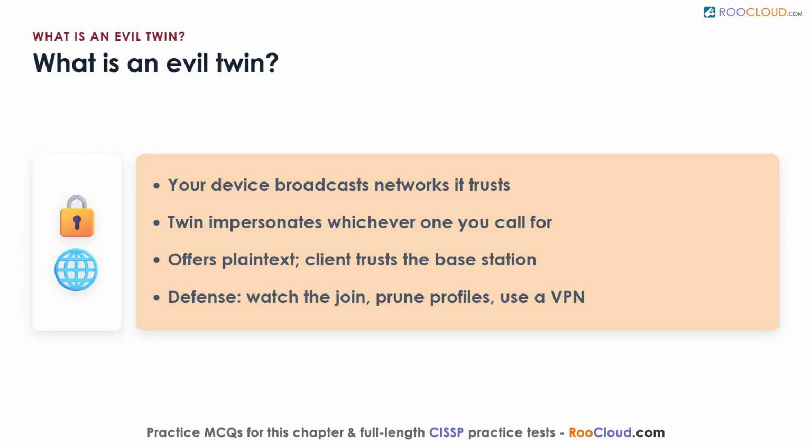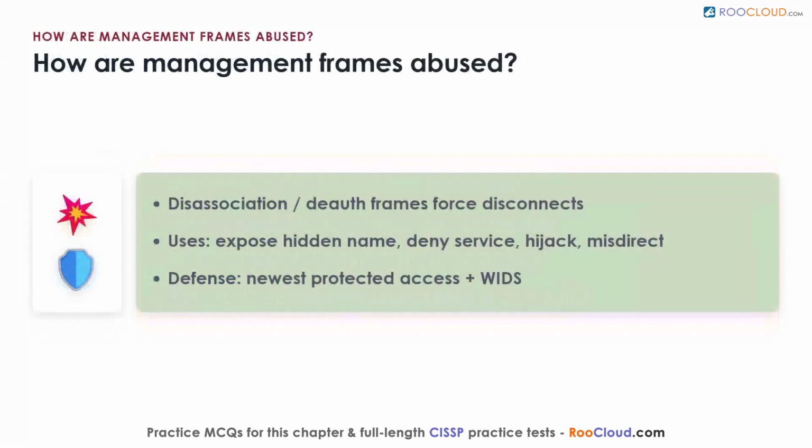Your defenses are to watch which network you actually join, prune old saved profiles, and lean on a VPN whenever you go wireless. Think of an imposter who answers to whatever name you call out, then walks you the wrong way. How do management frames get turned into weapons? By abusing the messages that manage connections.